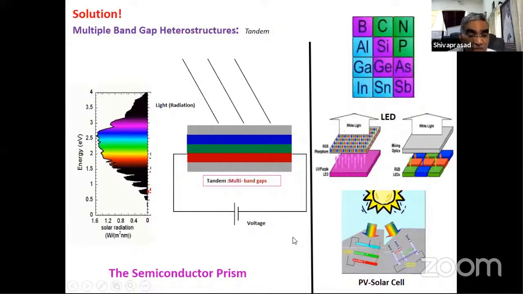So it's very important. But in solar cells, there is a lot of progress, and by making these kind of tandem structures, people are able to get about 57% efficient solar cells.